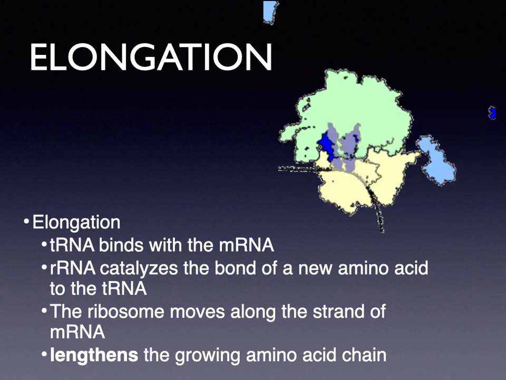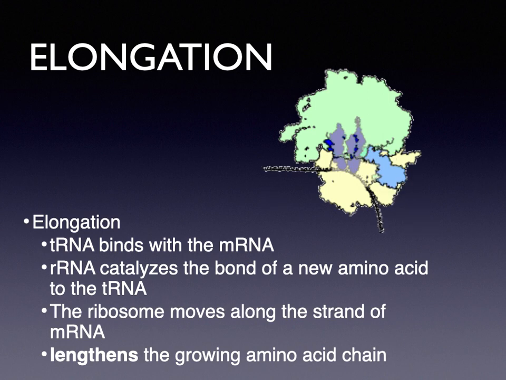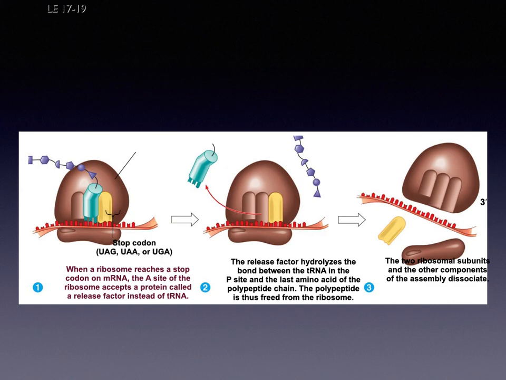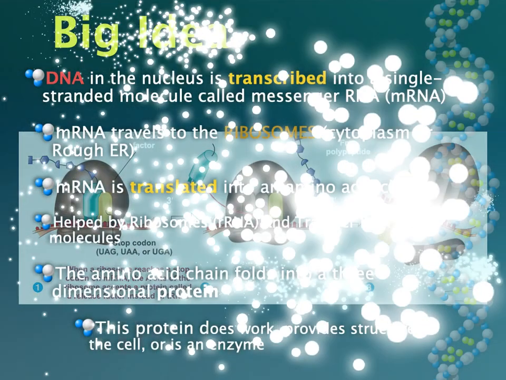Elongation is where tRNA keeps coming in, and the ribosome slides down the line, adding amino acids, and they keep transferring over and over and over until you get to a stop codon. That is termination. The stop codon attracts something that we're going to call a releasing factor that wedges the whole business apart. And this releasing factor is this yellow dude who comes in and just kind of forces everybody apart.